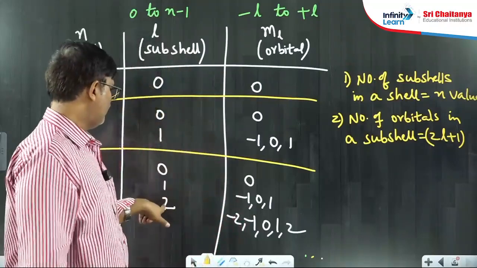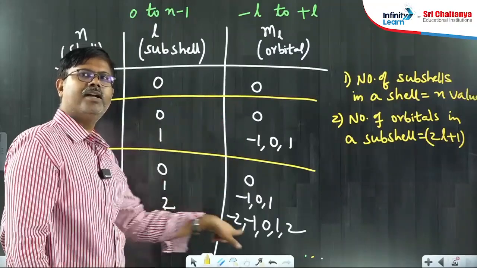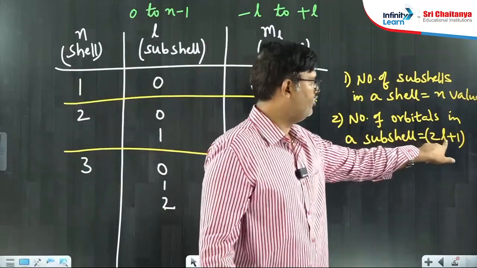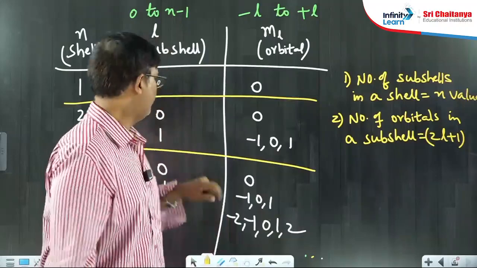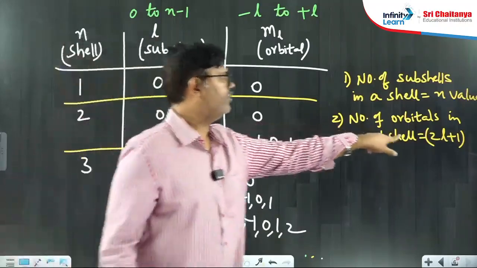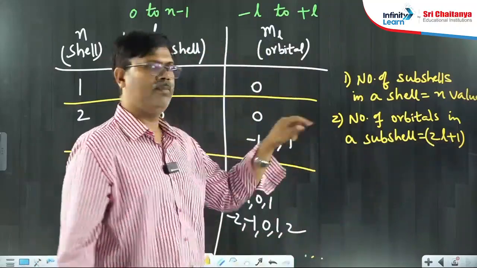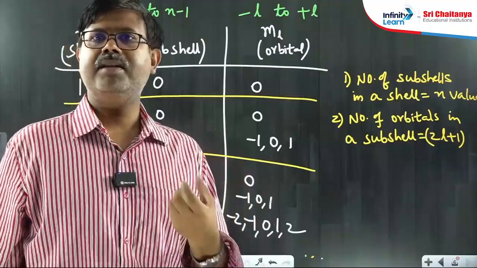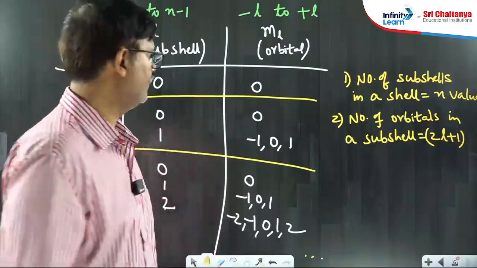See, L is equal to 2. Let's substitute L is equal to 2 in 2L plus 1. You should get 5. Are you getting it or not? 2 into 2 plus 1, 5. Yes, 5 are there. Put L is equal to 1: 2 into 1 plus 1, 3. Yes, 3 orbitals are there. So like this, number of orbitals in a subshell is equal to just 2L plus 1.